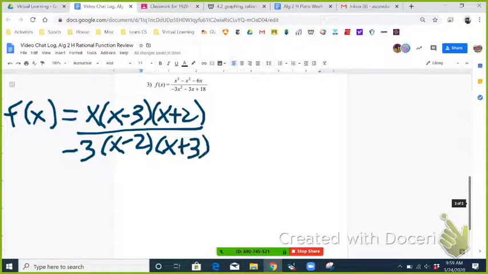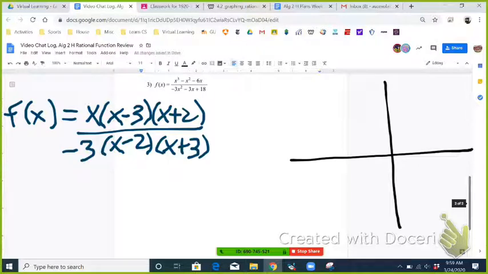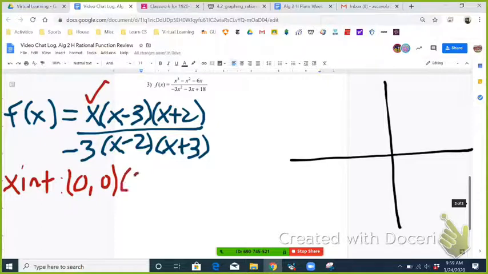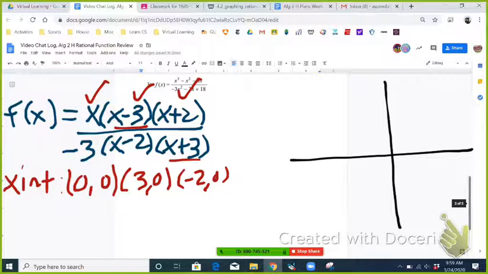So for x-intercepts, I'm going to make the graph here and kind of add the stuff as I go. For the x-intercepts, those are the zeros of only the numerator, so we have 3 of them. We have one at 0, 0, because of this x right here. We have one at 3, 0, and we also have one at negative 2, 0 for these 3 factors in the numerator. And although they're similar to the factors of the denominator, they're different, so they're their own points. So we have an x-intercept at 0, one at 3, and one at negative 2.